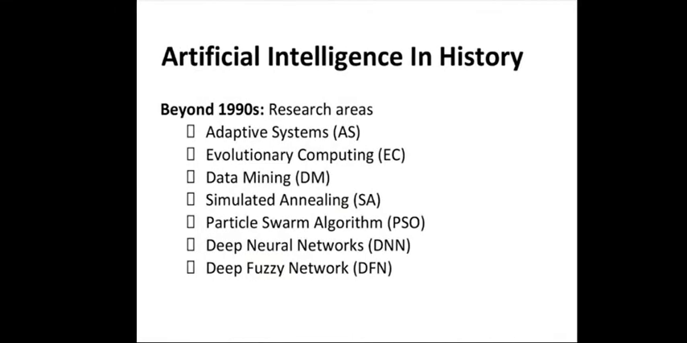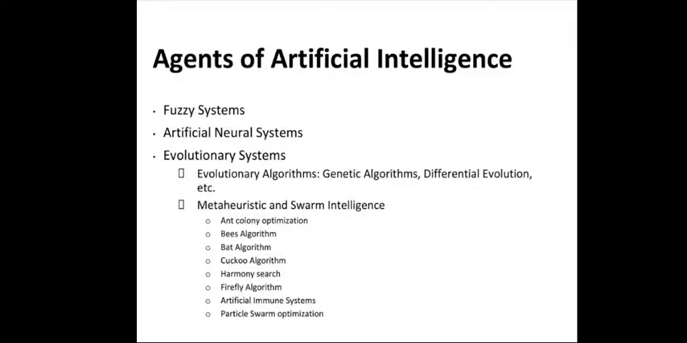Beyond the 90s, research based on all these agents was helpful, giving rise to various model systems, for example, if-then systems, evolutionary computing, data mining, simulated annealing, particle swarm algorithm, deep neural networks, and deep fuzzy neural networks. That is what began. Next are the agents of artificial intelligence. The birth of artificial intelligence is seen around 1936 to 1937.